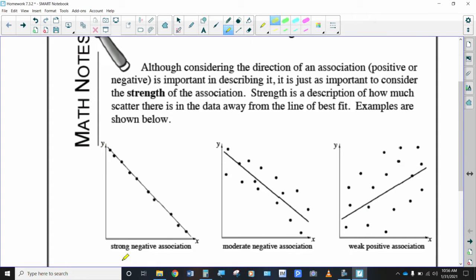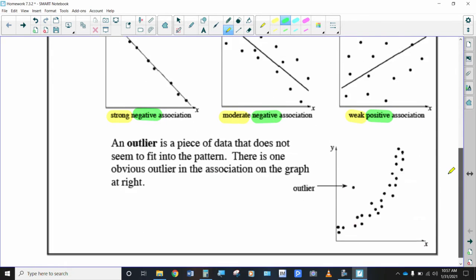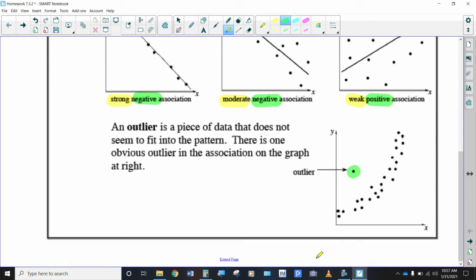So anyway, strong association comes very, very close to your line of best fit. Moderate starts to spread out, and then weak gets to the point where you are almost to the point of no association at all. And then, of course, this is negative because it's going in this direction, and this one is positive because it's going in this direction. And once again, you still have your outliers that you have to be aware of. So this is relatively strong association for a nonlinear positive type of situation. Just remove the outlier and just focus on these. That's your trend.